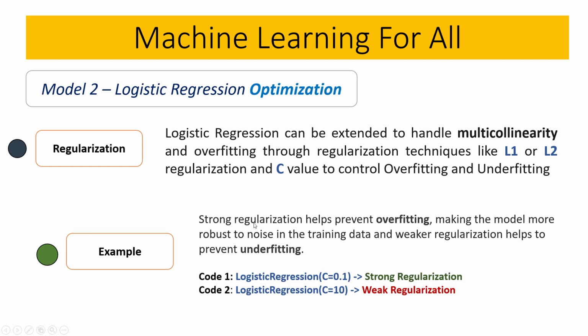Okay, so this is all the math intuition you need to understand. That's why it says that strong regularization helps prevent overfitting. If you want strong regularization, you need to use a hyperparameter in logistic regression. It says C value, which is 0.1.